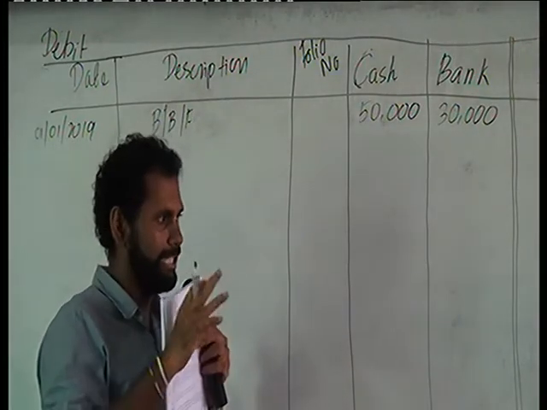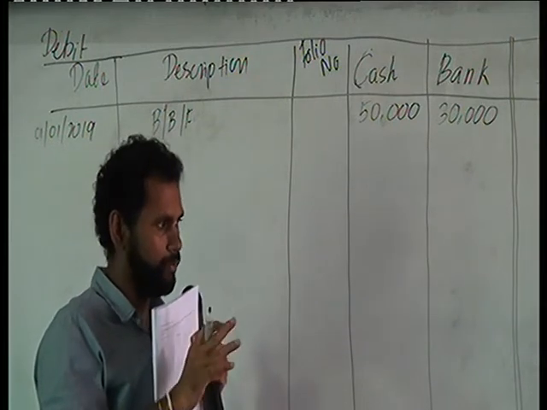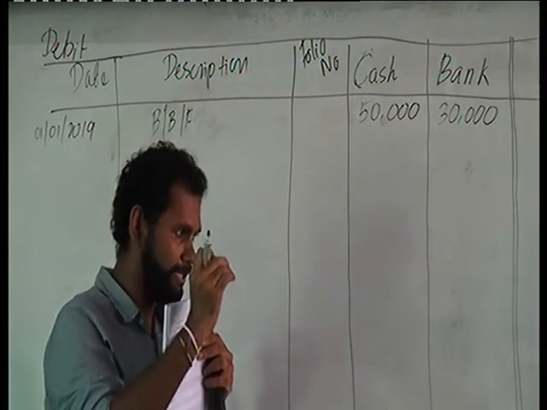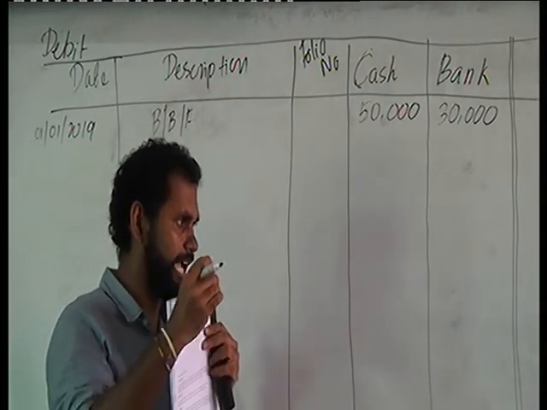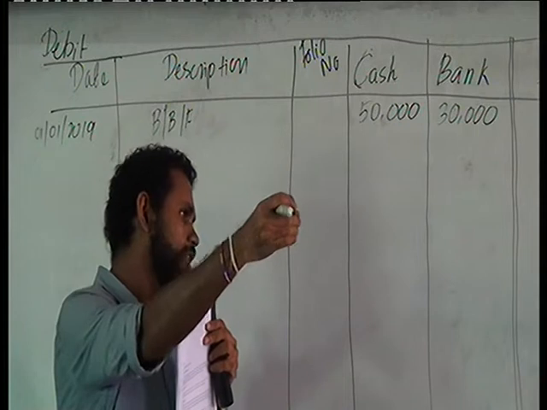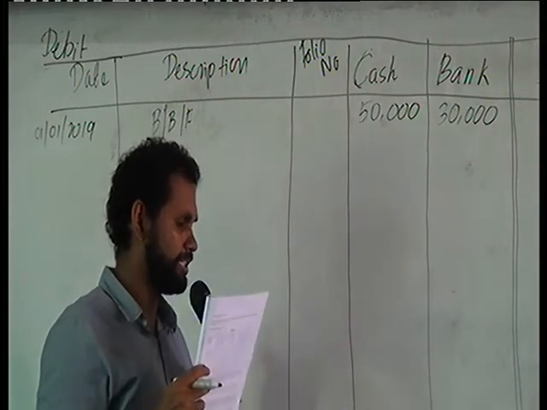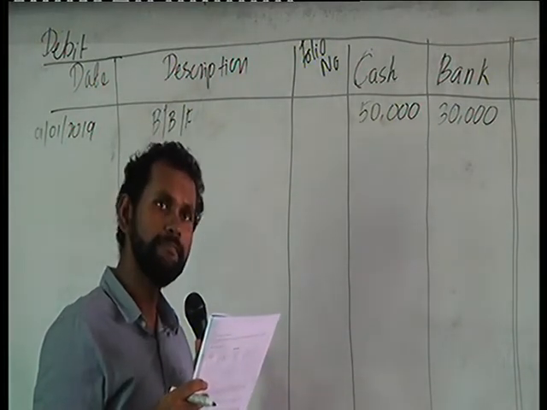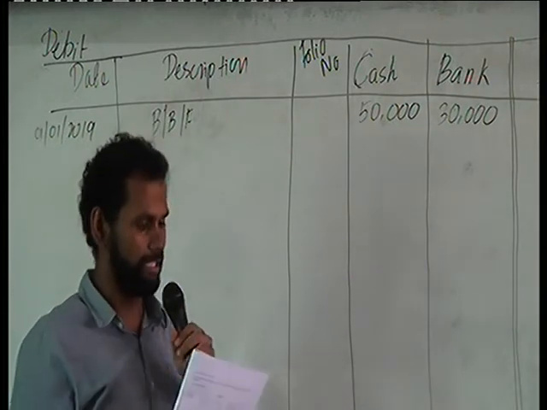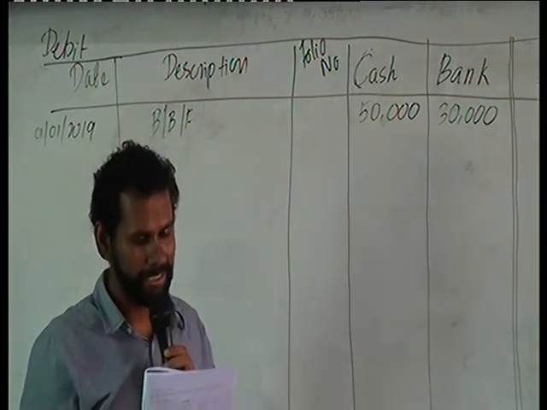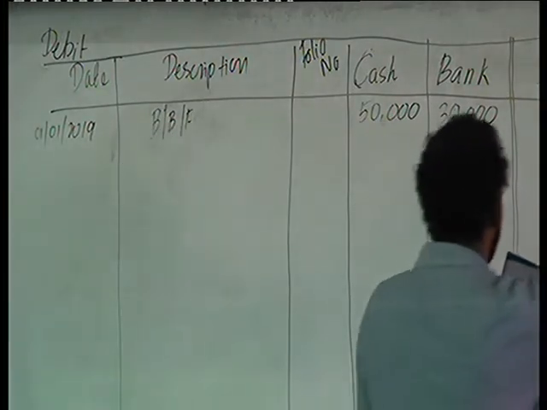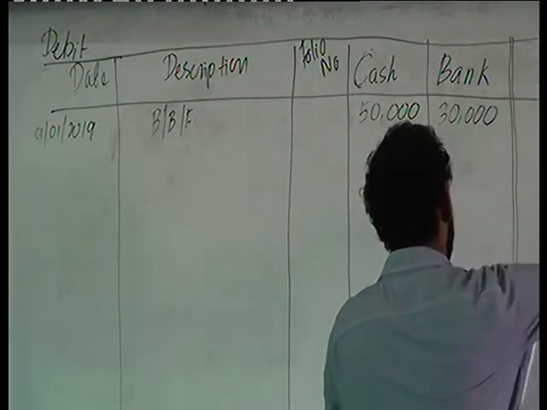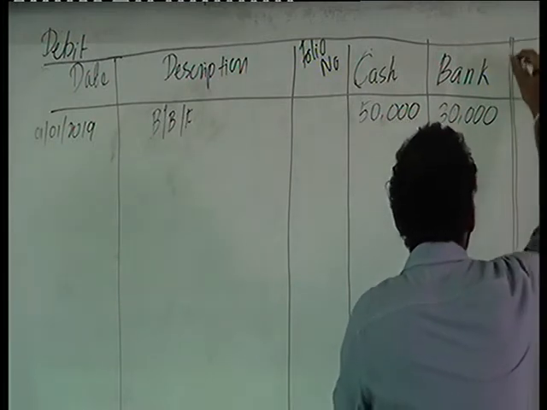Cash account is an asset account. For asset accounts, if it's an increase, it's a debit. If it's a decrease, it's a credit. So here, payment of cash or payment of a check to a creditor means a reduction of the asset account. That means it should be a credit entry. So credit side of the cash book.